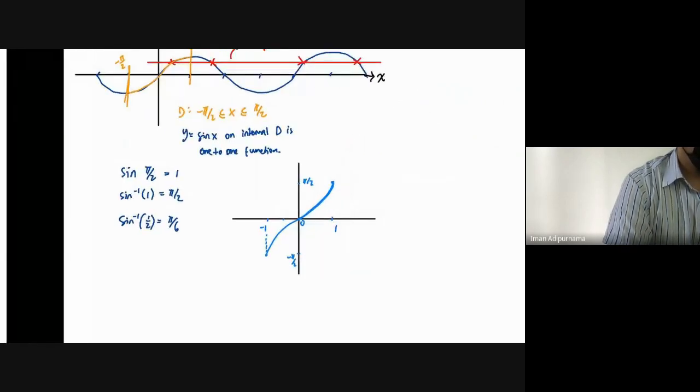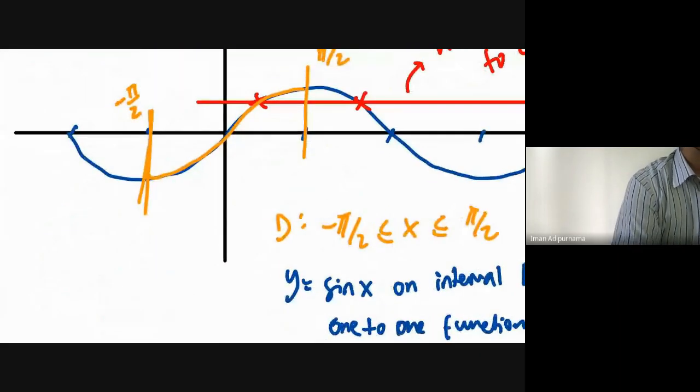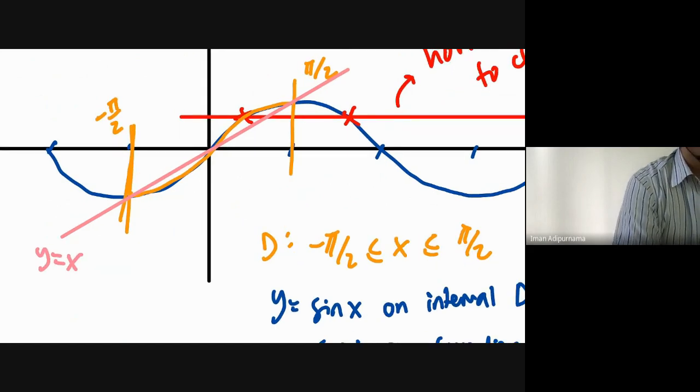If you look here, remember, every inverse, let me draw a line here. This is just y equal x. Okay, this is y equal x. Every inverse is actually the result of the mirror of the function. If we mirror this through this line, through y equal x, this will be the result.